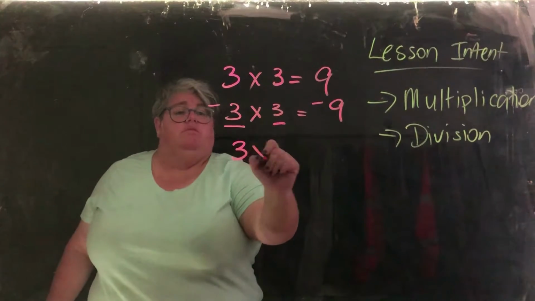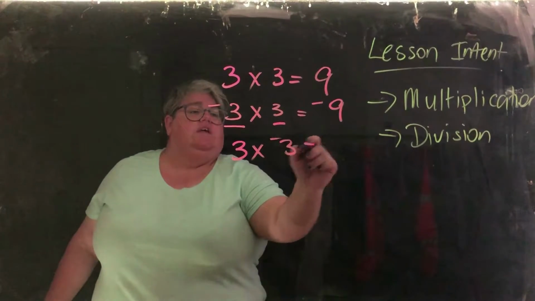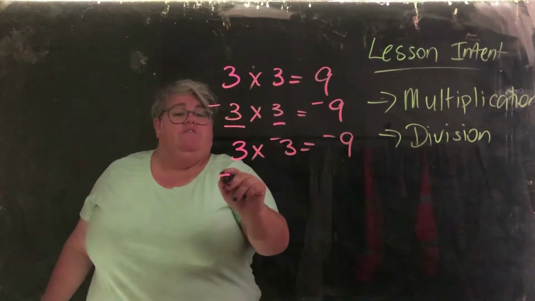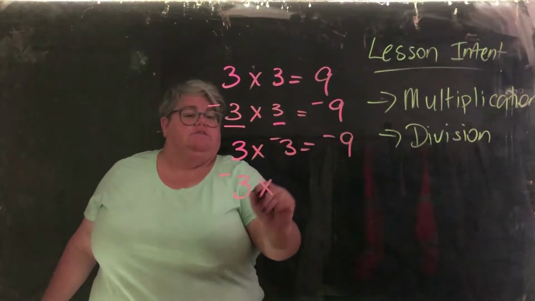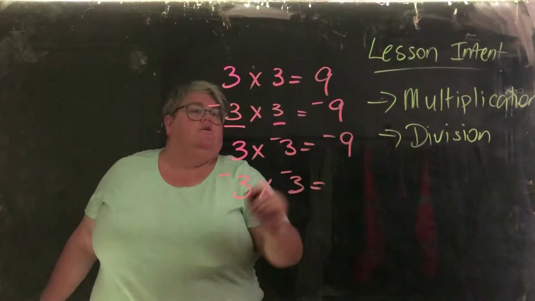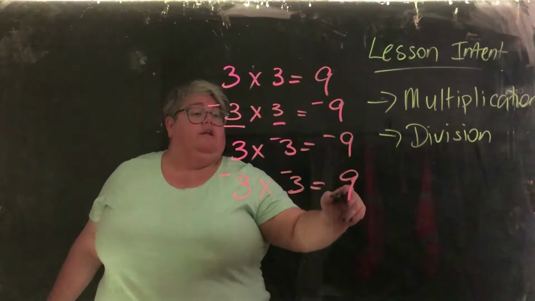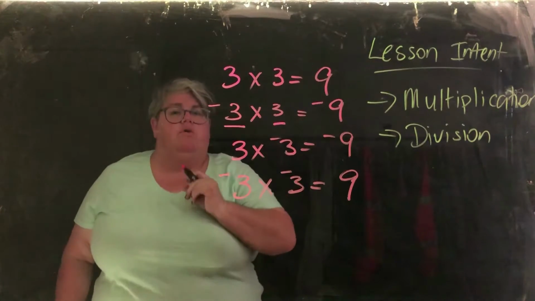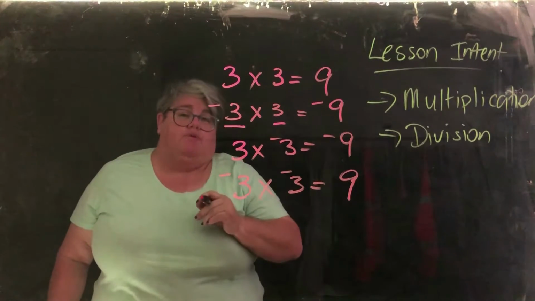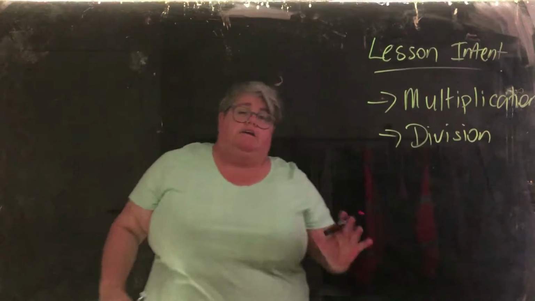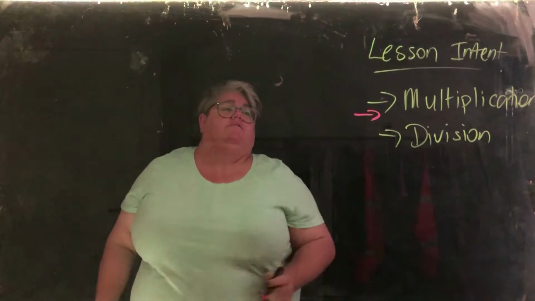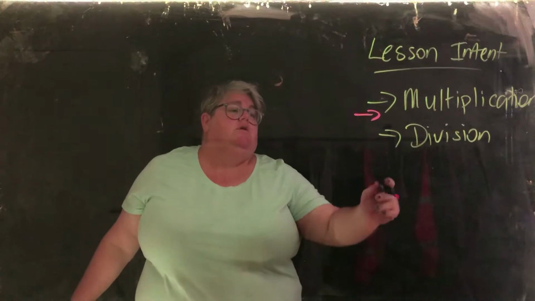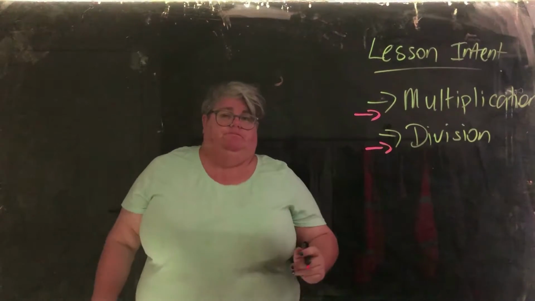Same if I did positive 3 times negative 3, we get negative 9. If we have a negative 3 times a negative 3, we will end up with a 9. So there's our differences. So keep that in mind when we're going to do a bit of practice later on. Okay, so for now we've done a bit of a refresher course on our multiplication. We're going to have practice soon.